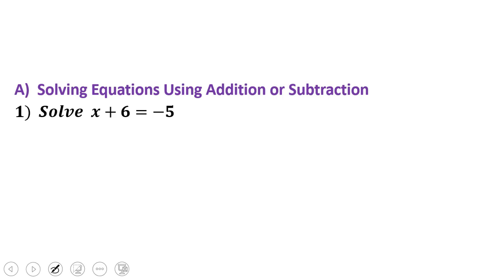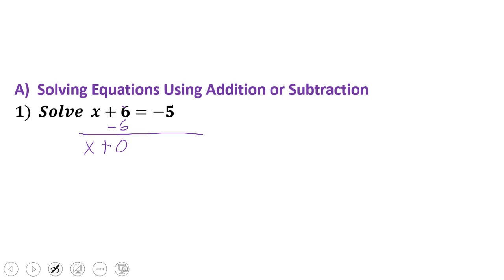So, step 1 says isolate the variable. We've got to get this x all by itself. To do that, we use inverse operations. So right now we're adding 6 to x. What is the inverse operation of that? It is to subtract 6, because that is the opposite. And when you use the opposite, it makes 0. 6 minus 6 is 0.